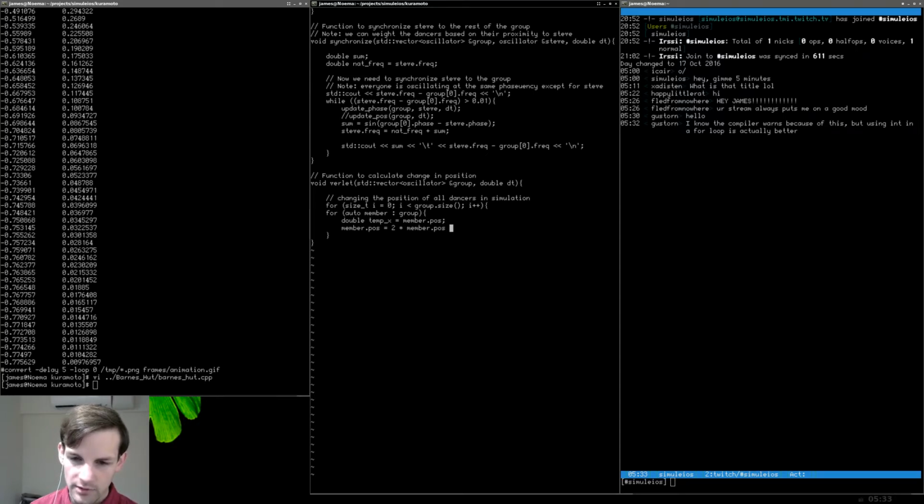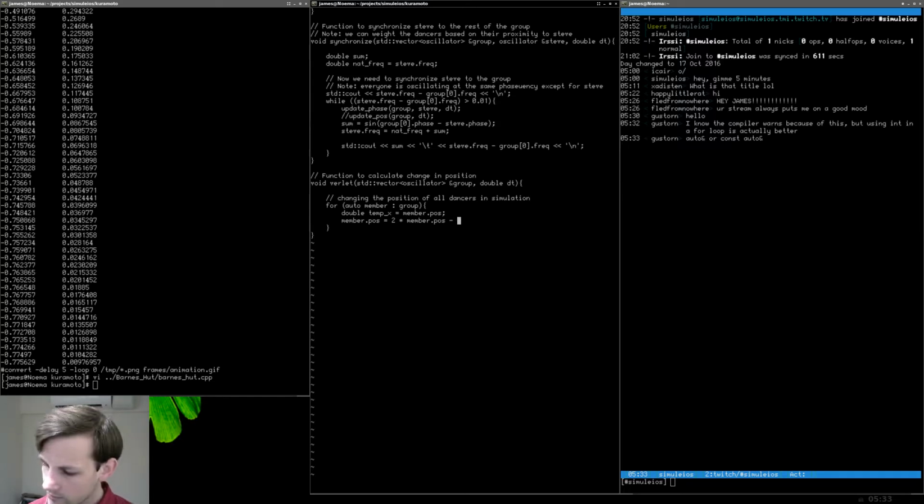Okay, so what are we going to do next? 2 times member dot position. There we go. Subtracting out. Let me remove this line up here. What do we want here? Subtracting out should be the previous position, which is going to be equal to, let me see, should be member dot previous P, I believe. Oh, thanks for the ampersand. I totally forgot.